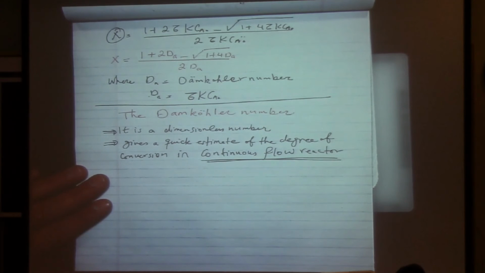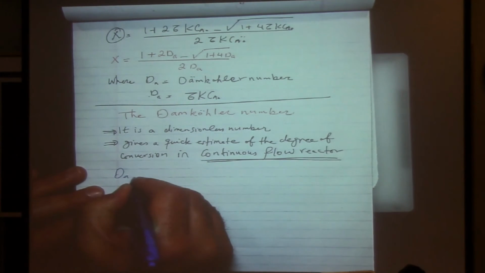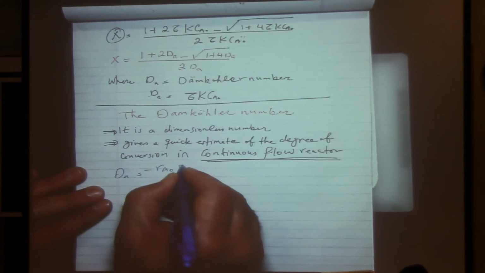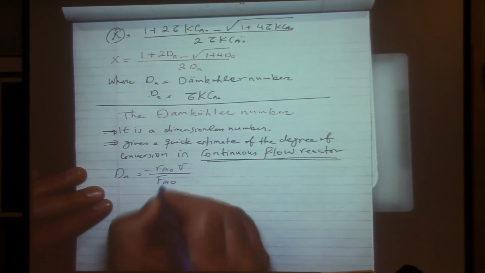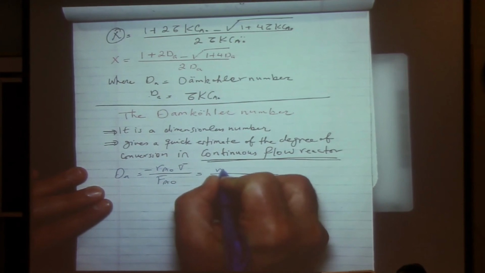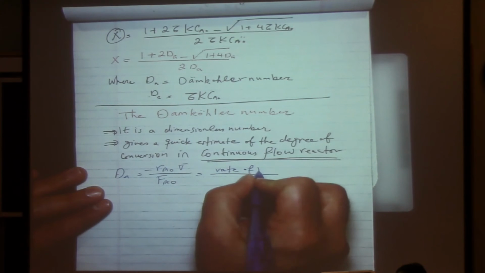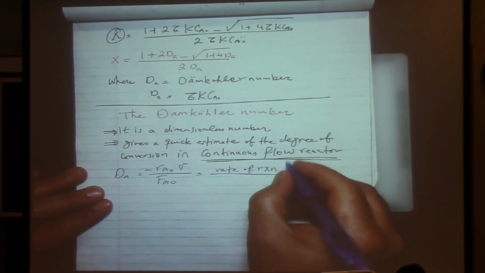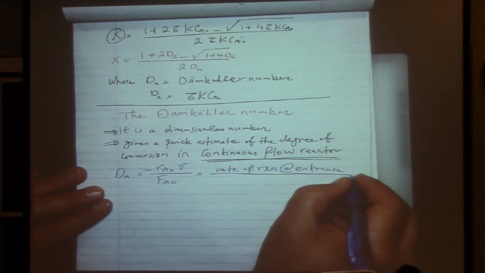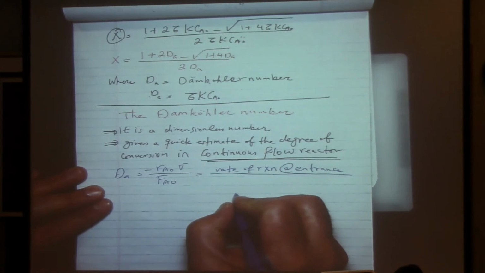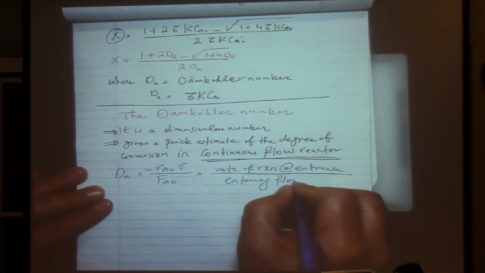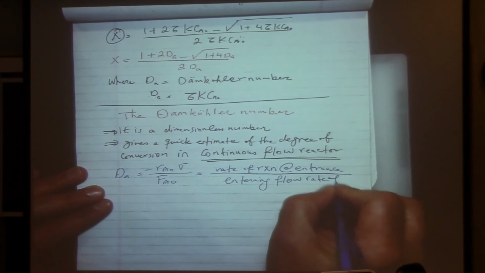So if you write it down, the Damköhler number would be minus r_A0 V over F_A0, which is the rate of reaction at the entrance over the entering flow rate of A.